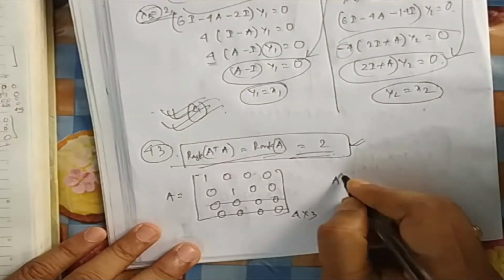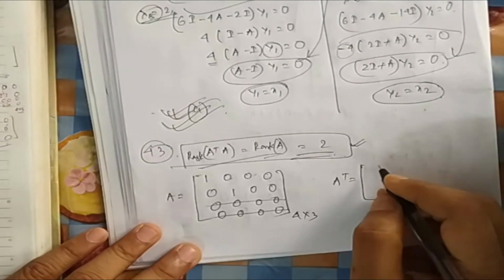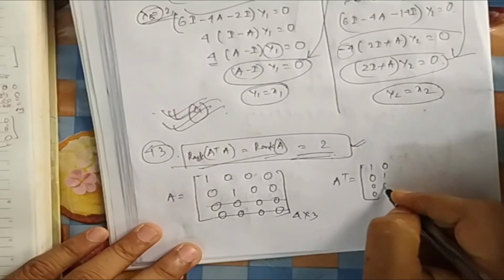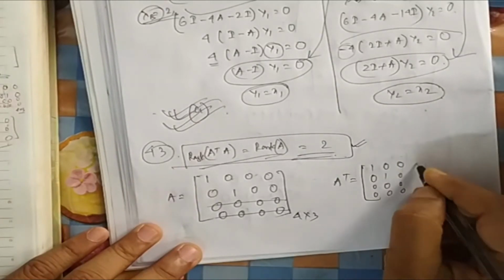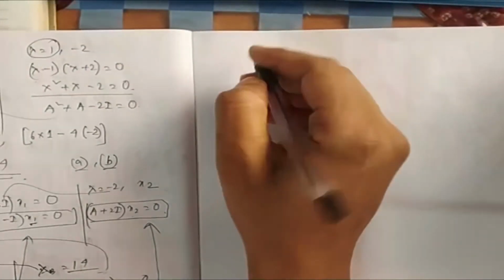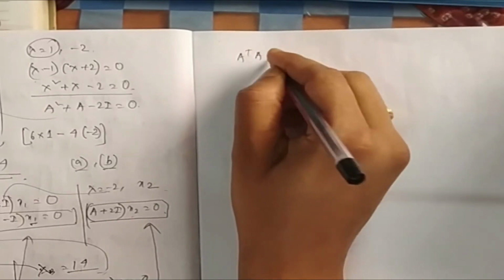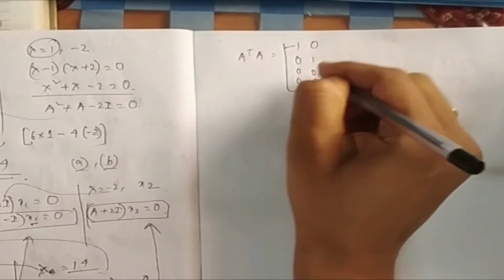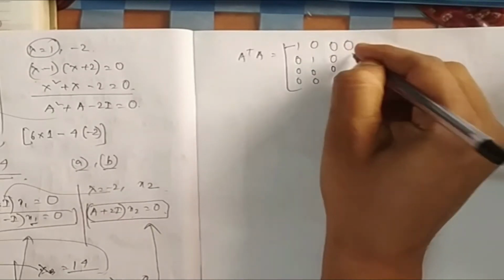This is A. So if you take A transpose, because you need to find A transpose into A, it will be 1, 0, 0, 0, 0, 1, 0, 0, then all 0. Then you multiply A transpose into A and see the rank. What is the rank? If it is 2, then it obviously equals 2. A transpose into A I am calculating. This is the simplest.